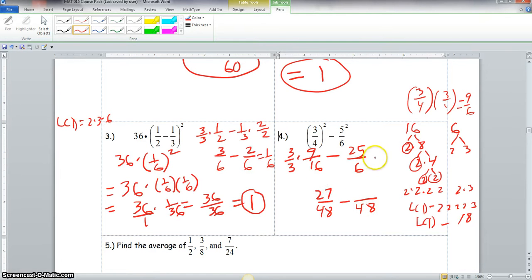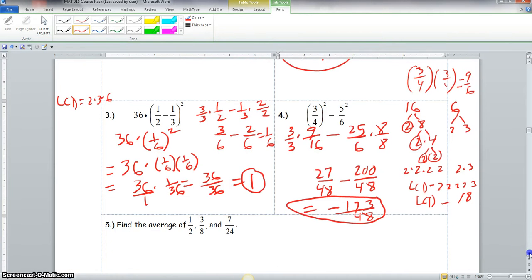Now 48 divided by 6 is 8. We'll multiply our numerator and denominator by 8. 25 times 8 is 200. Now 27 minus 200 will give us a negative 173 over 48. Now the negative 173 over 48, they have nothing in common. So that is your final answer.